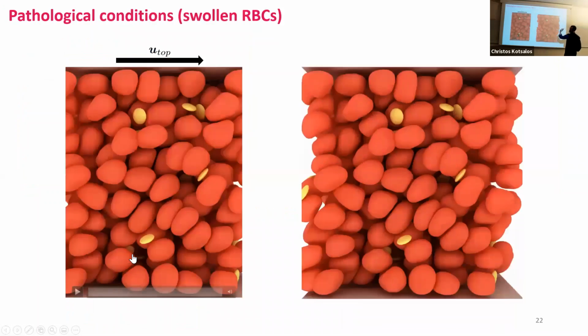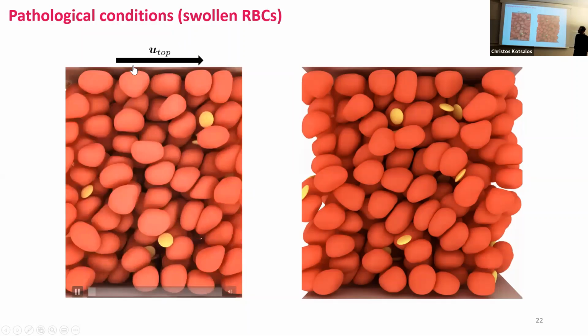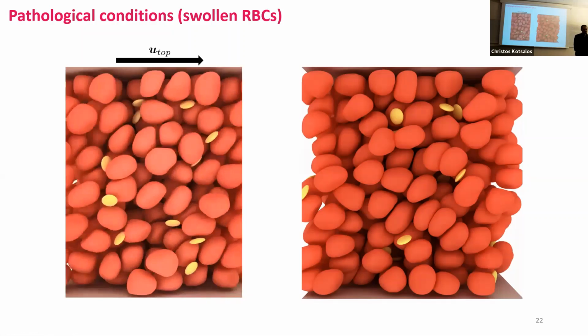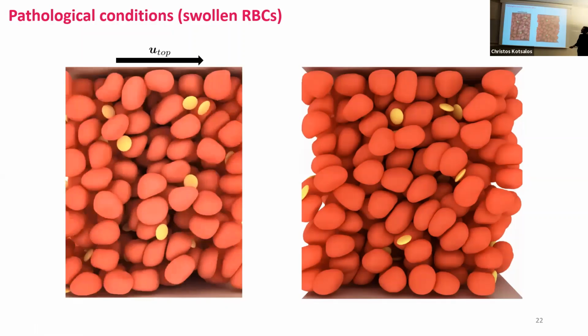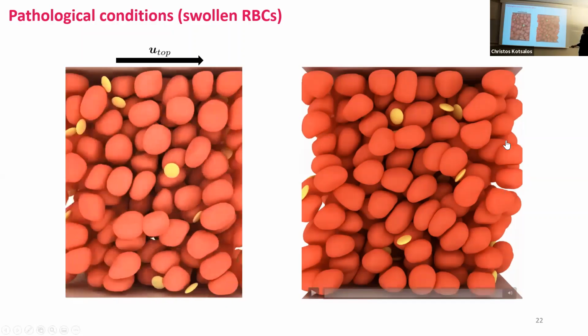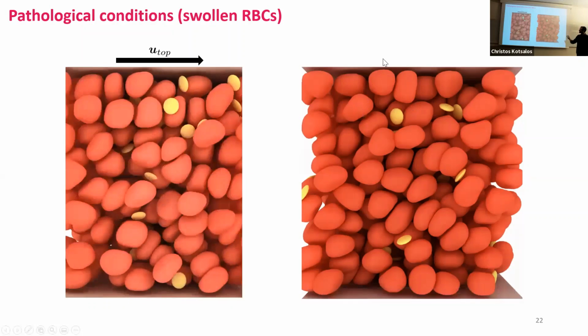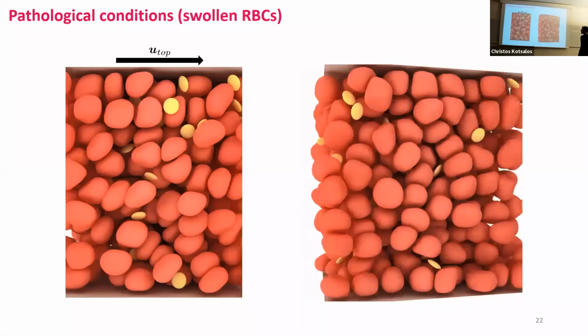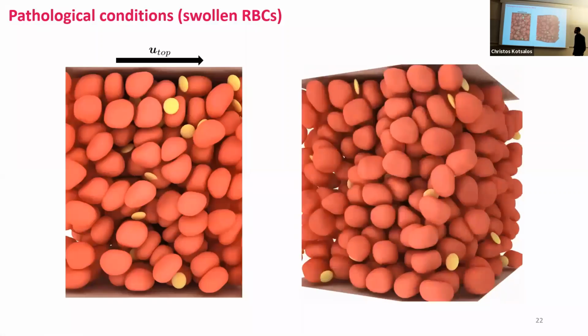So we also focused on pathological conditions, meaning that the red blood cells were more swollen than the healthy red blood cells. And here you can see again a Couette flow where we have a moving upper boundary. And this is actually the simulation, the flow that we are expecting to see. And also in this right-hand side image, we are orbiting around the domain. Again, it's the same simulation, but we are orbiting around the domain just to see what we get.